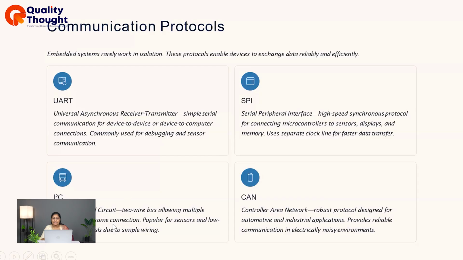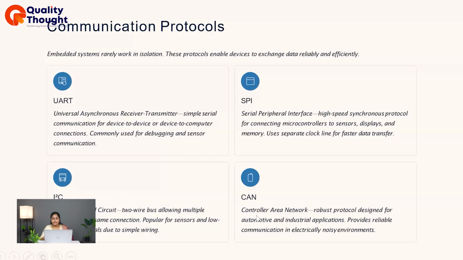Whereas I2C is Inter-Integrated Circuit. This protocol is used to communicate with sensors and low speed peripherals with simple wiring, not too much wiring. Whereas coming to CAN, Controller Area Network, this is the most important protocol, which is used for automotive and industrial applications. So in an airbag system we are going to use this CAN protocol.